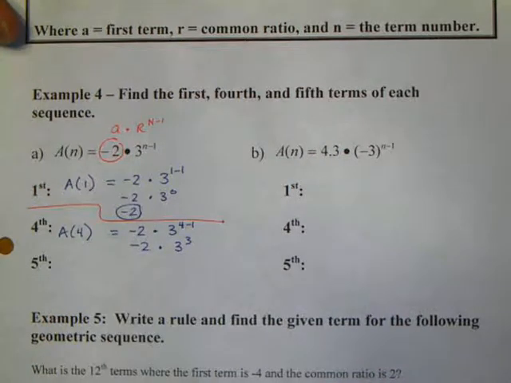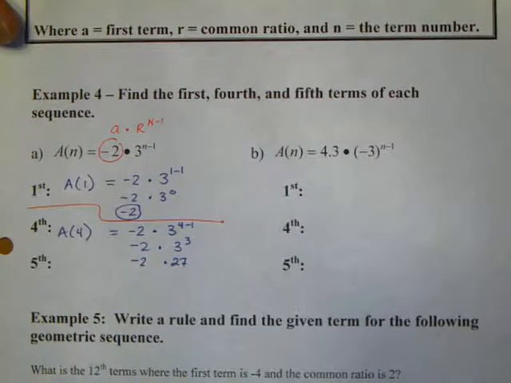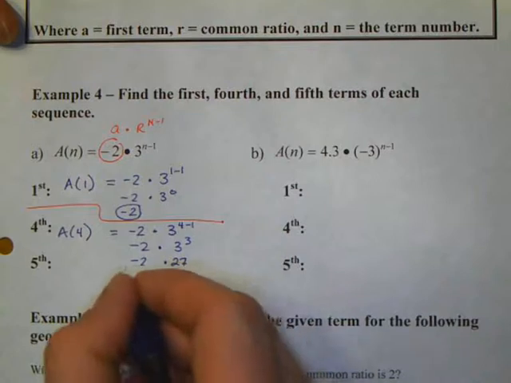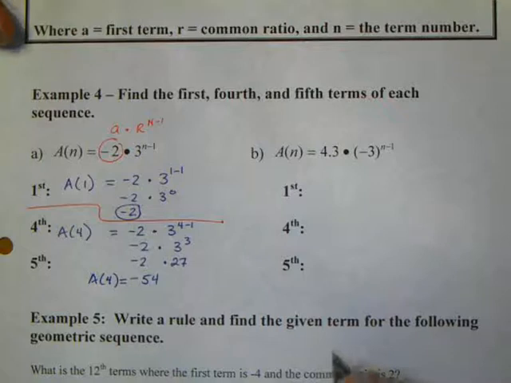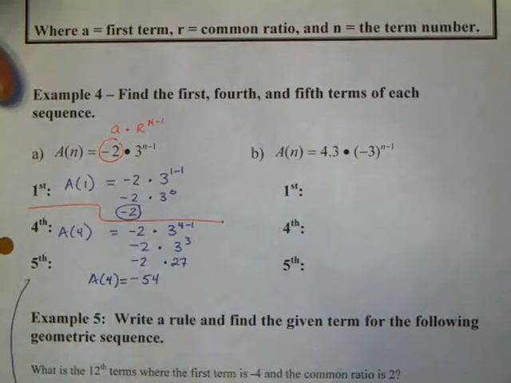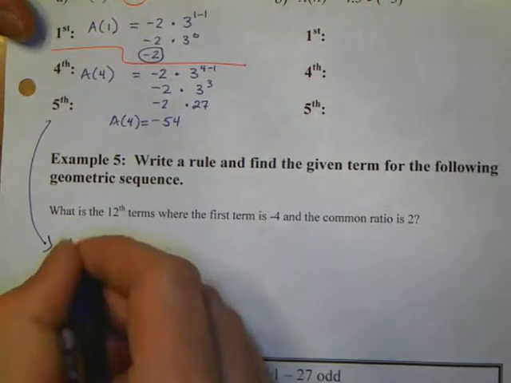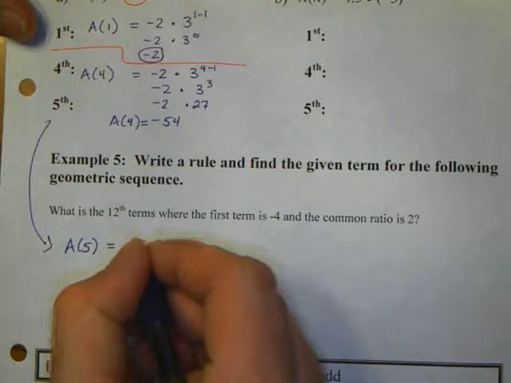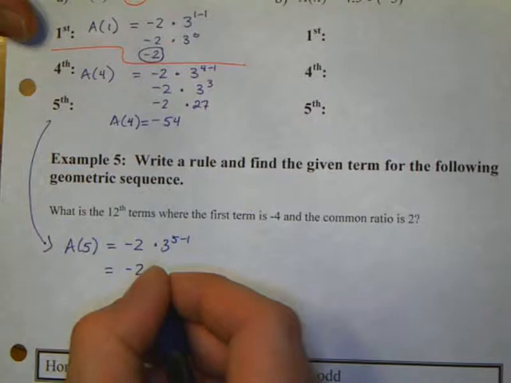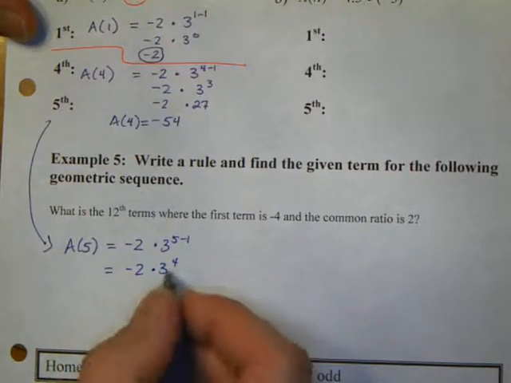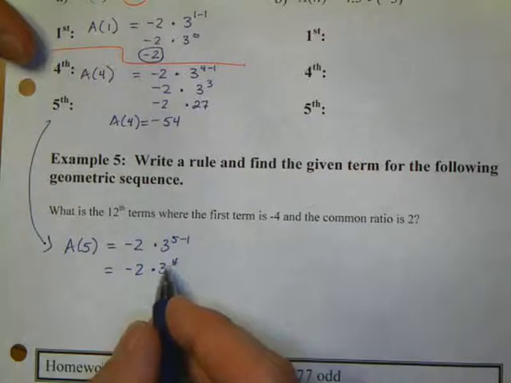Let's look at the fourth term. So we're going to put in the number 4 for the value n. So negative 2 times 3 to the 4 minus 1. Well, let's think in our minds, what is 4 minus 1? That's 3. So we have negative 2 times 3 cubed. Yesterday we talked about what 3 cubed was. Do you know what 3 cubed is in your head? Think about it. It's 27. So we have negative 2 times 27. What is that? That's negative 54. So the fourth term is negative 54.